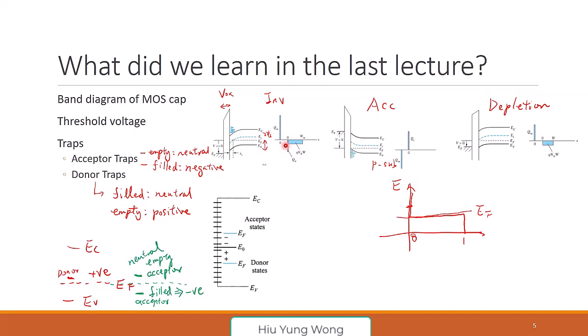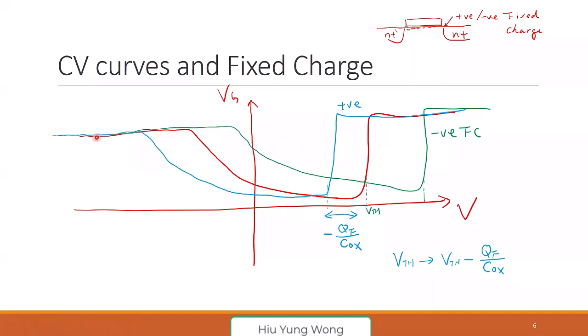Charge, capacitance. That's why we have this red line. Is that okay? Any questions?